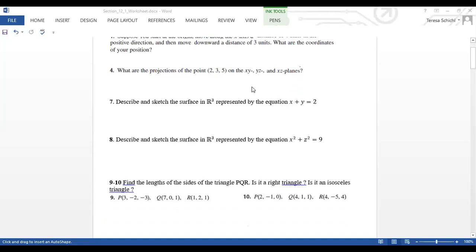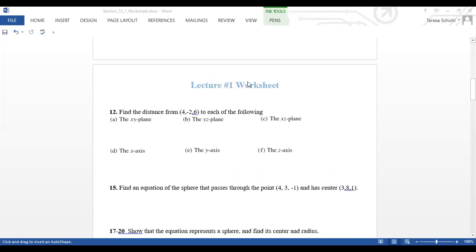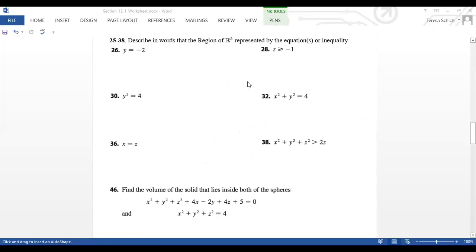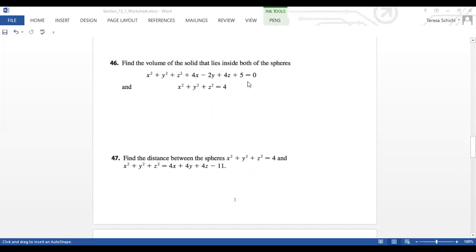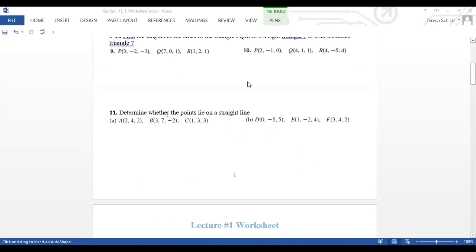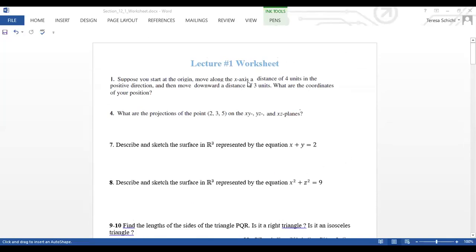Like I mentioned, we have many problems in the worksheets because I firmly believe the better way to learn math is practice. If you practice, it will make you get better at math. Let's take a look at a few problems here.